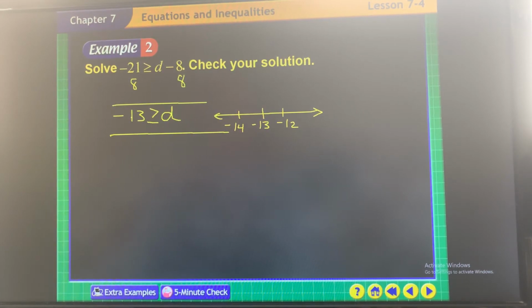Don't read it from left to right. Read it from the variable over this way. So D is including -13. And it's everything left because it's less, okay? So pick a number less than 13 to substitute in here. Anything you want. -28, yeah, that's a good one. -21 greater than or equal to -28. That's going to be, whatever, -8. Clearly I'm going to have more negatives over here, so it'll check.